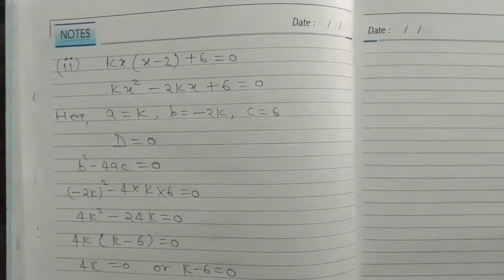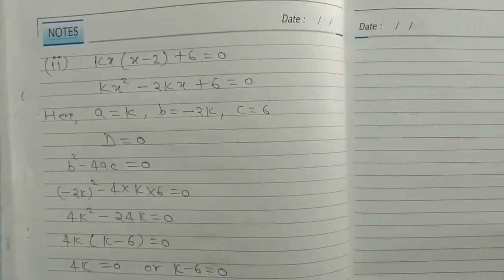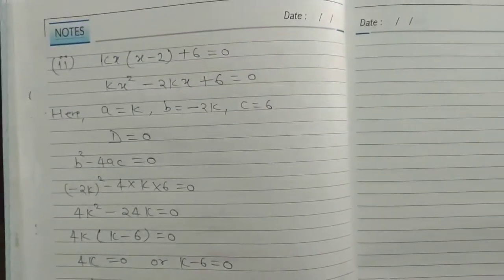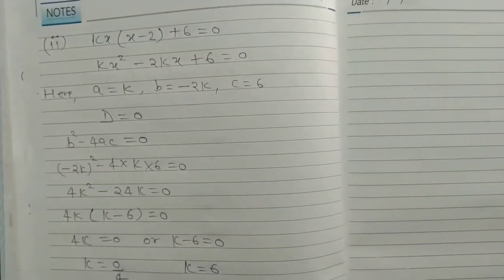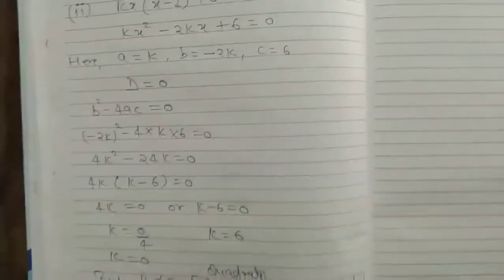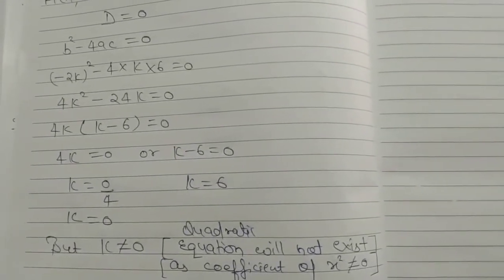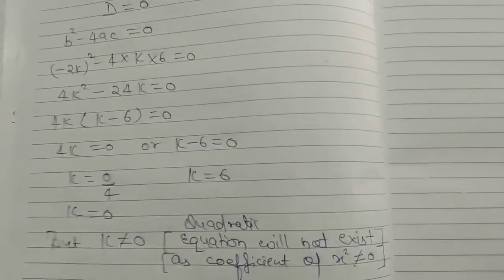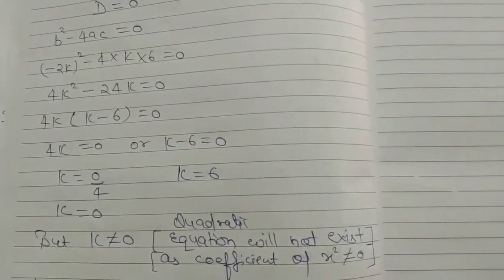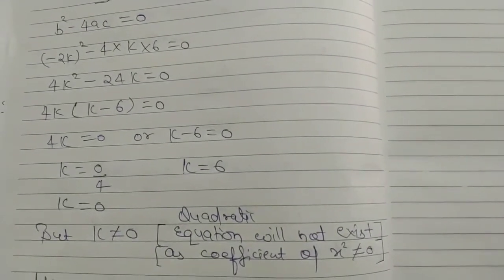Okay. So value of a is k, value of b is minus 2k, value of c is 6. So we can use D equals to 0. It means b square minus 4ac equals to 0. Substitute the values of b, a and c. So it will become 4k square minus 24k equals to 0. Okay. See it. So is anything coming common here? Yes, 4k. So take 4k common. So we will get either 4k equals to 0 or k minus 6 equals to 0. Solve it. In one it will come k equals to 0. In the second it will come k equals to 6.